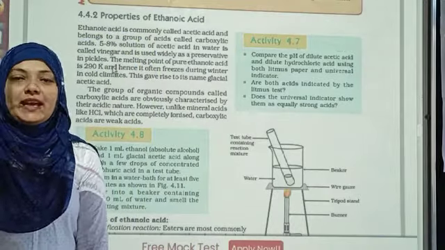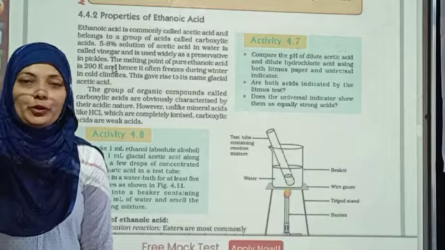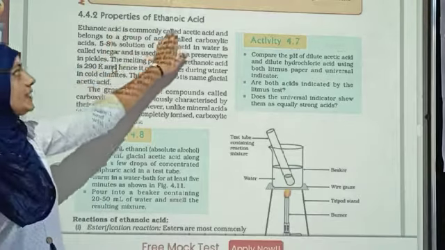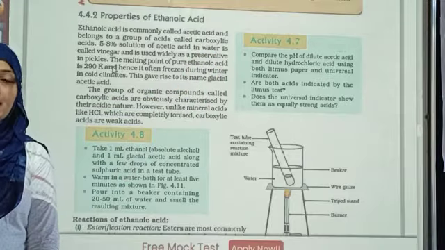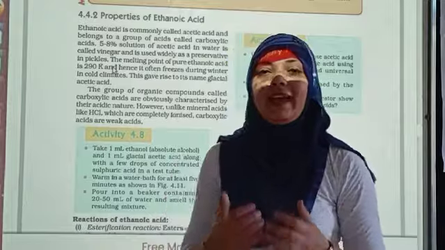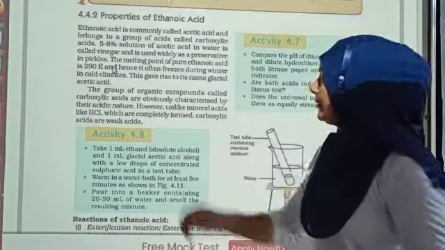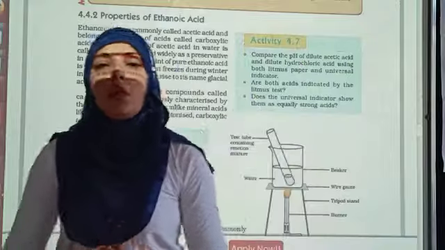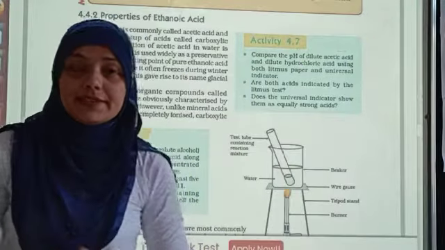Dear students, as we are doing chapter number 4, carbon and its compounds, last time we have seen the properties of ethanoic acid. If you remember, we discussed ethanol first of all and then we talked about the properties of ethanoic acid. Dear students, ethanoic acid is also known as acetic acid.